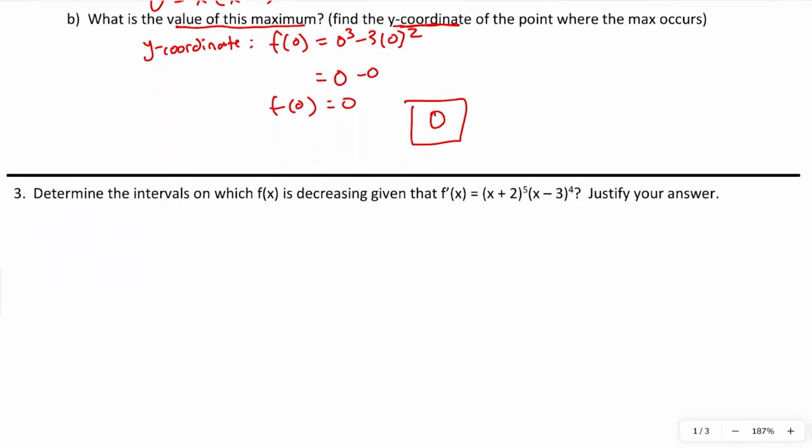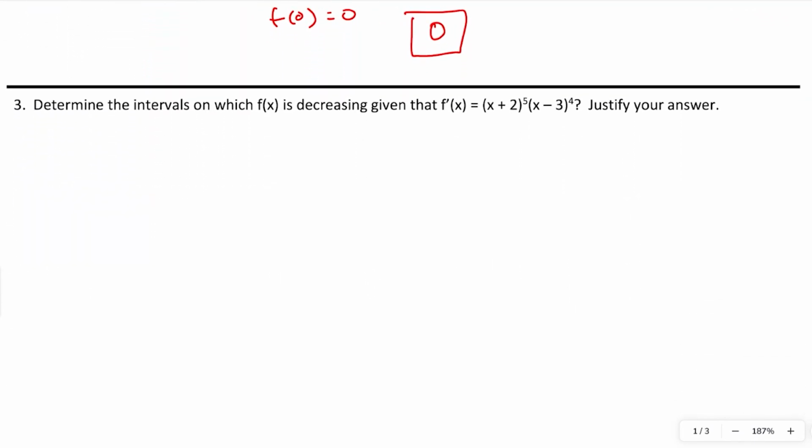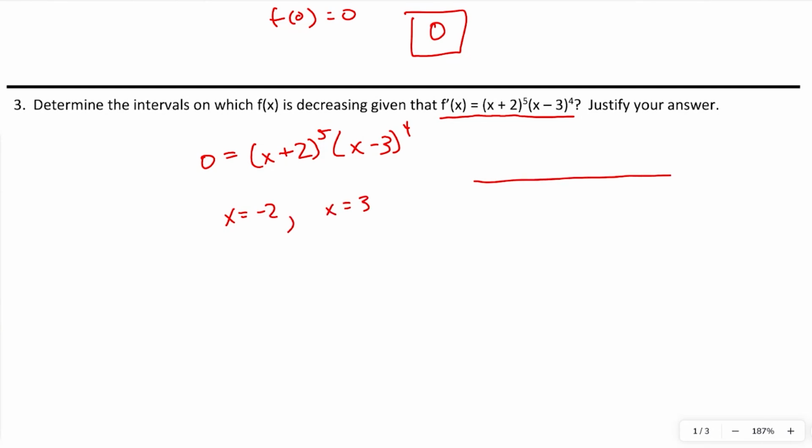Number 3 says determine the intervals for which this function is decreasing. Now here they're giving us f prime rather than f, so we already have the derivative. We just need to find the critical points by setting this equal to 0. This is a polynomial, so we don't have to worry about it being undefined. And we're going to get 2 critical values: one at -2, and one at 3.